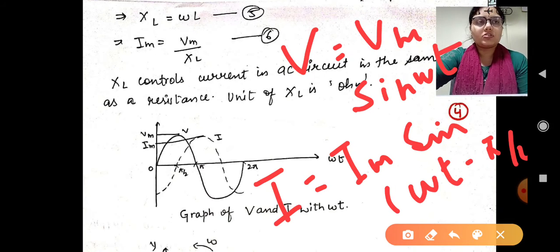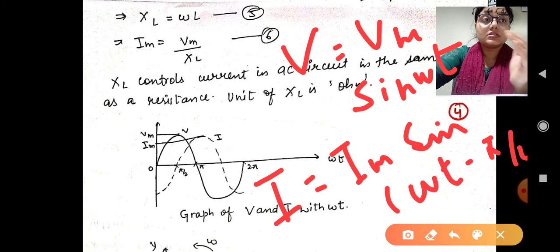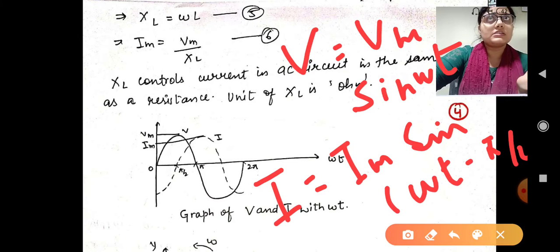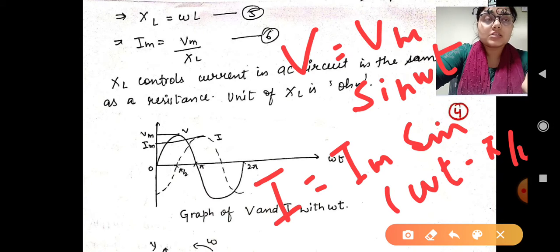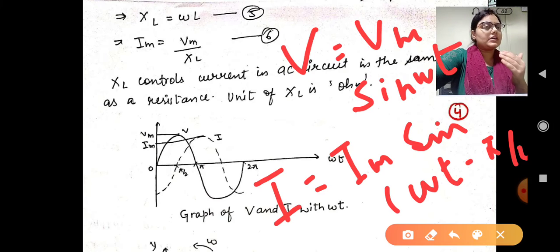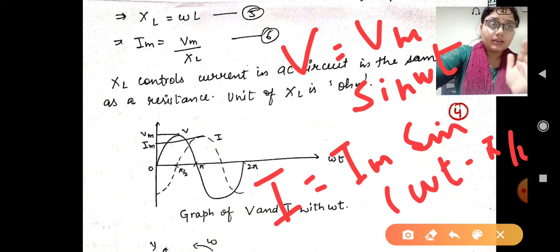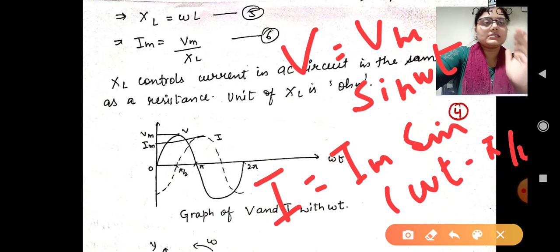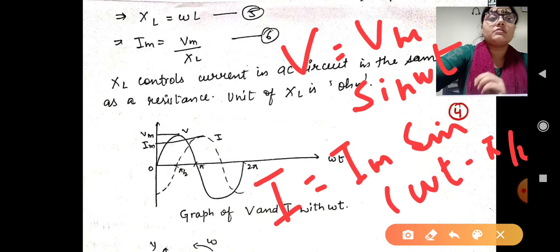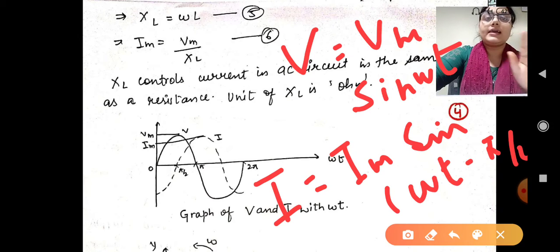90 degrees, meaning pi by 2, lagging behind, because the phase difference is in the minus form. If it is in the plus form, then we say that the current is 90 degrees ahead of the voltage. But here the value comes in the minus form, so we can say that the current in a pure inductive AC circuit lags 90 degrees behind the voltage.